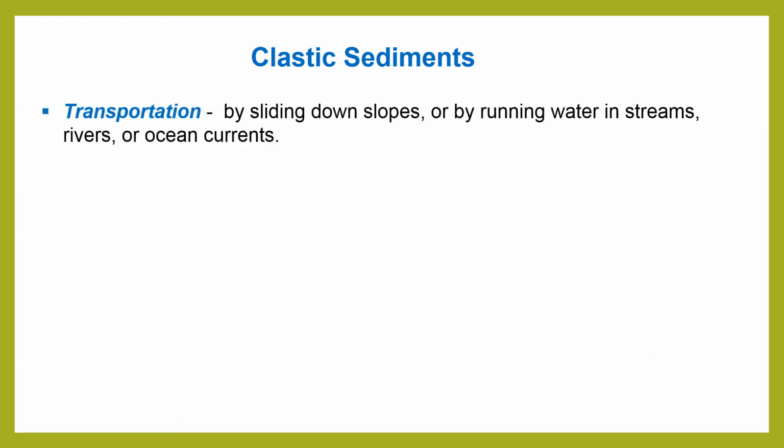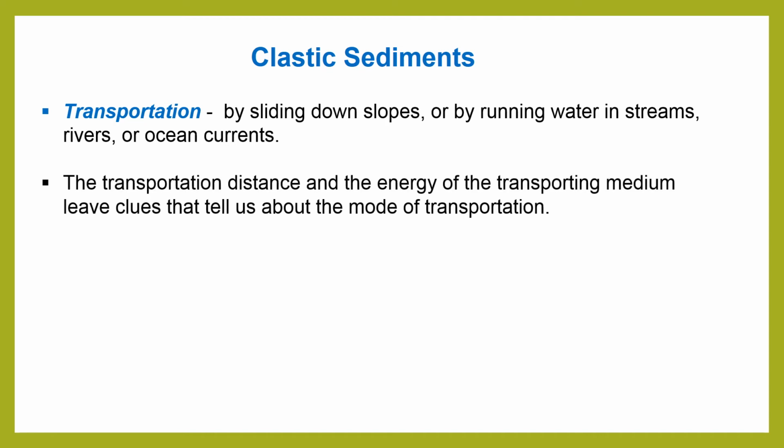The third process here is the transportation by sliding down slopes or by running water in streams, rivers, or ocean currents. And if the distance is far away from the source, it will give you an indication about the energy of the transporting medium, if it is high or low.